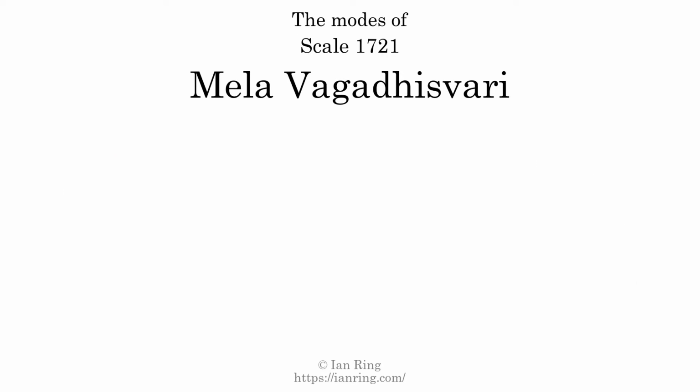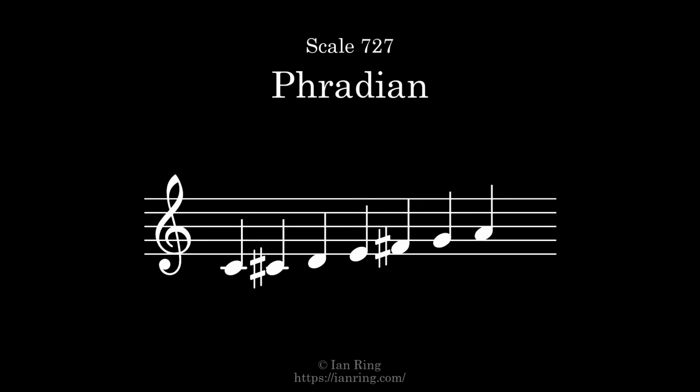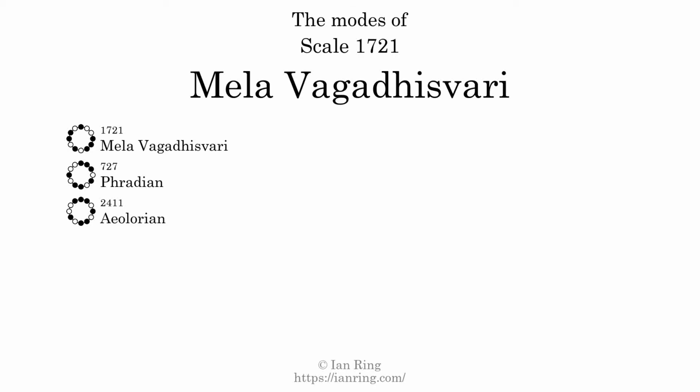This scale has 7 modes. The first mode is itself. The second mode is scale 727, also known as Freudian. It sounds like this. The third mode is scale 2411, also known as Eulerian. It sounds like this.